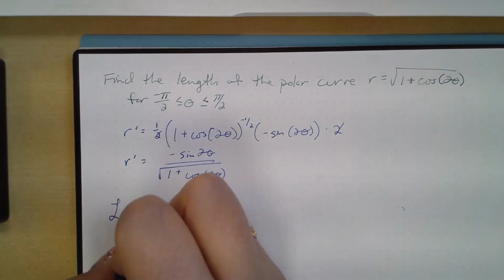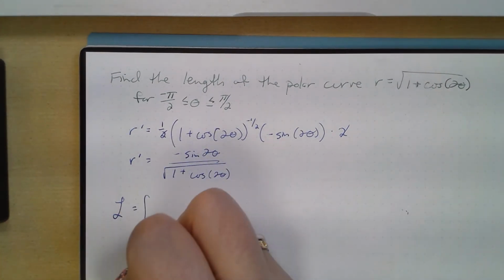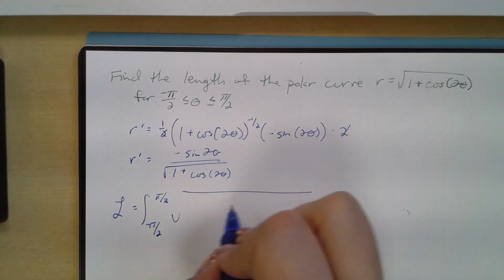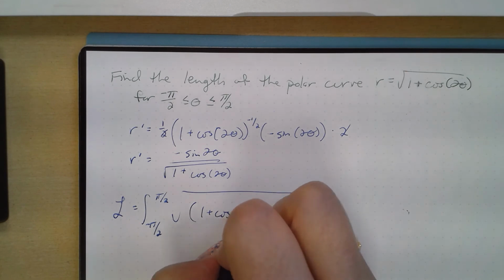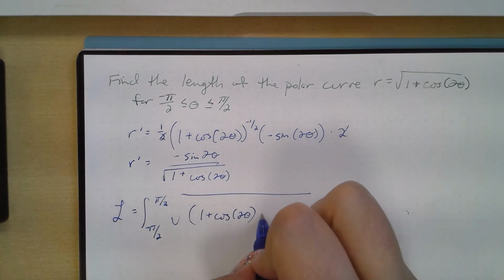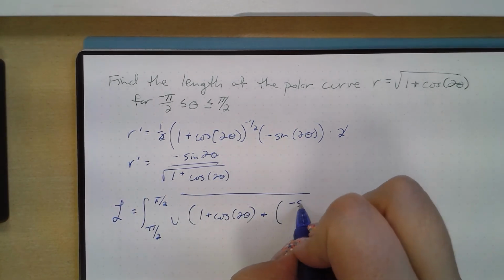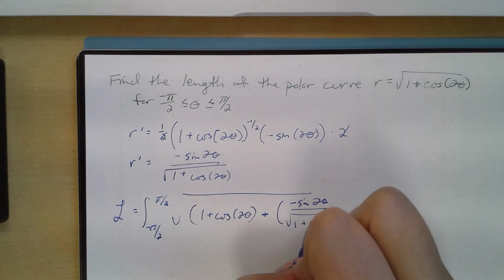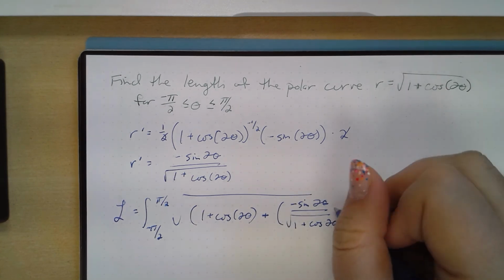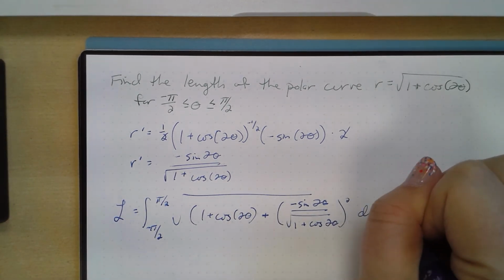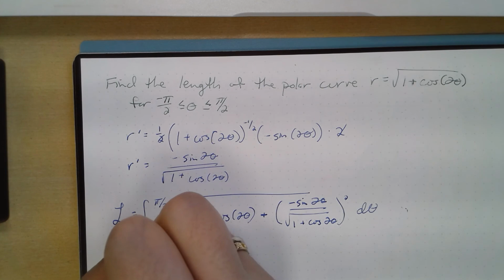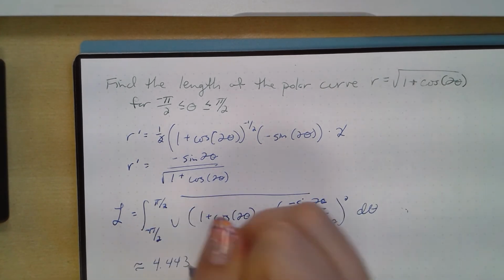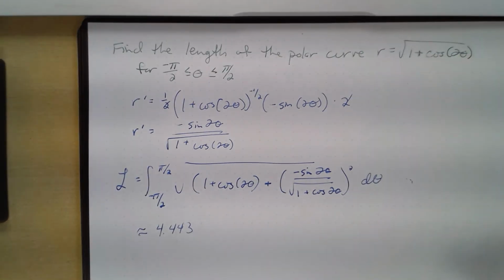So our arc length is equal to, remember we're going from negative pi over 2 to pi over 2, of the square root of 1 plus cosine 2 theta plus negative sine 2 theta over the square root of 1 plus cosine 2 theta, squared, d theta. And once I put that in my calculator, I get that my arc length is approximately 4.443.